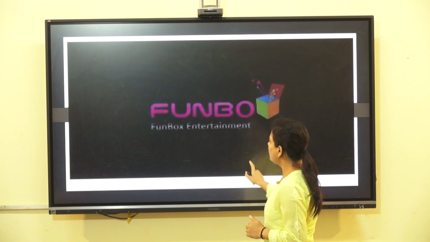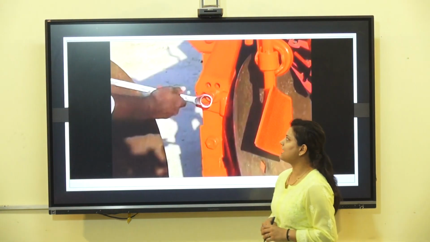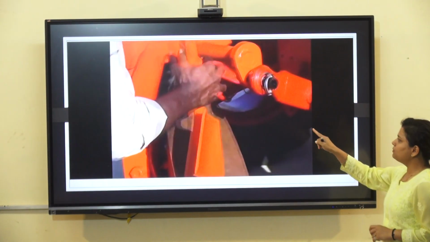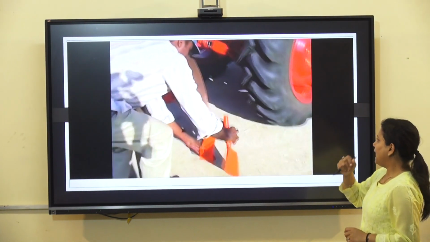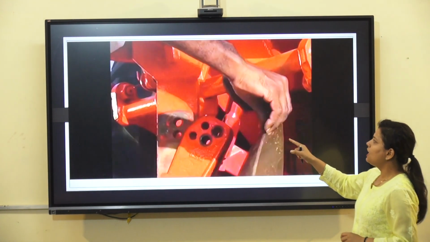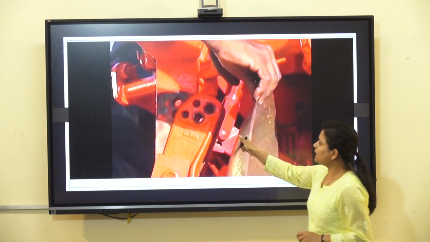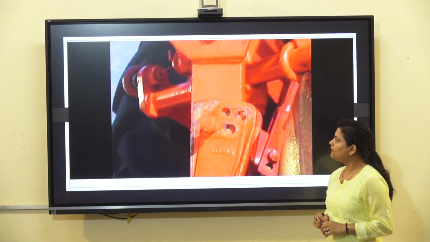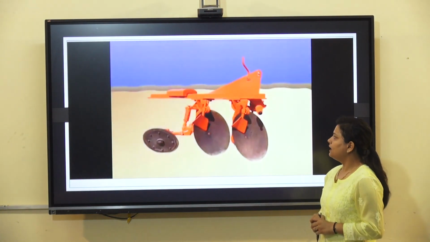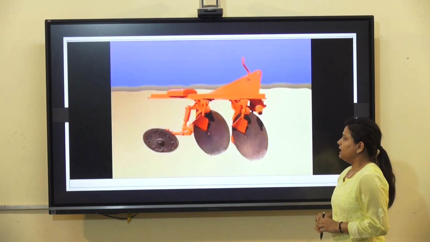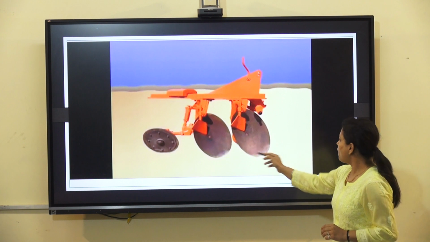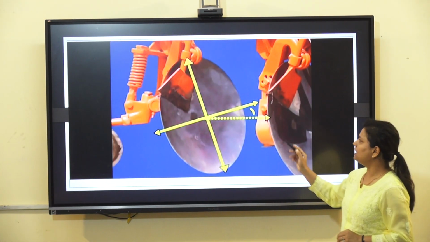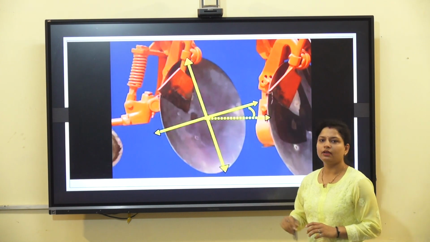Lastly, I include a video for better understanding of the adjustments. Here, the operator removes the scraper and the disc is adjusted at the proper angle through these bolts. So the disc angle is the angle at which the plane of the cutting edge is inclined to the forward direction of travel, and it should be maintained at 42 to 45 degrees.